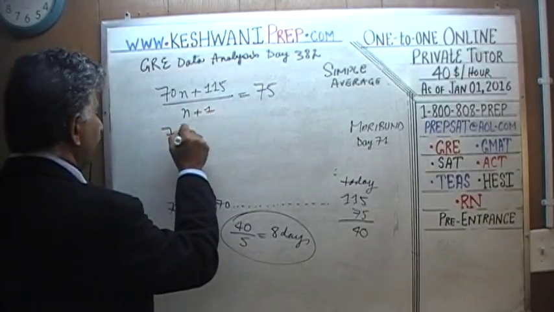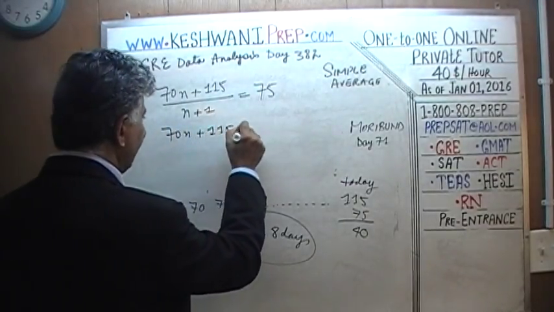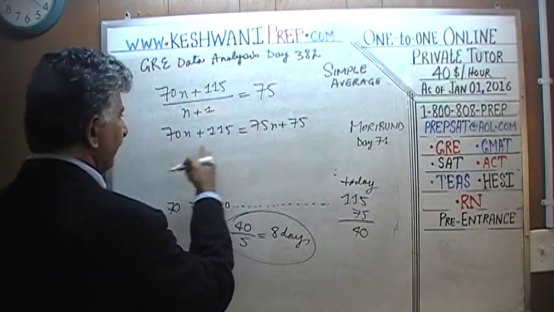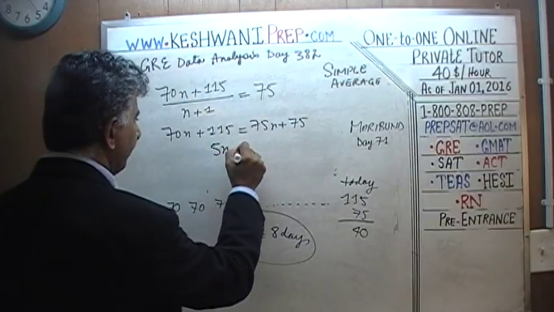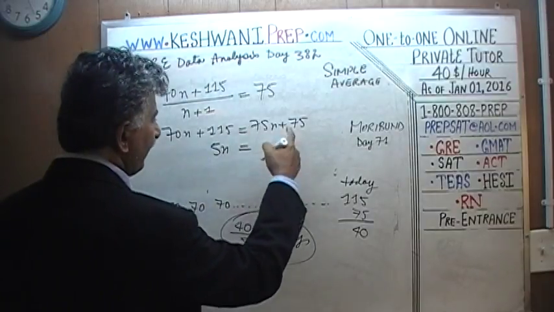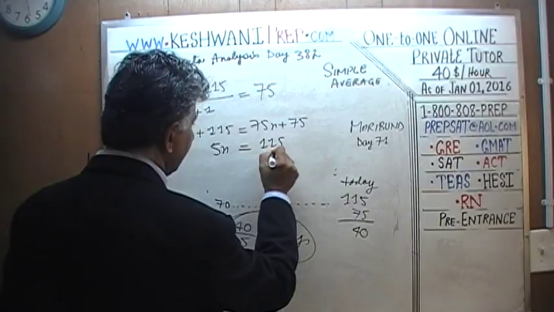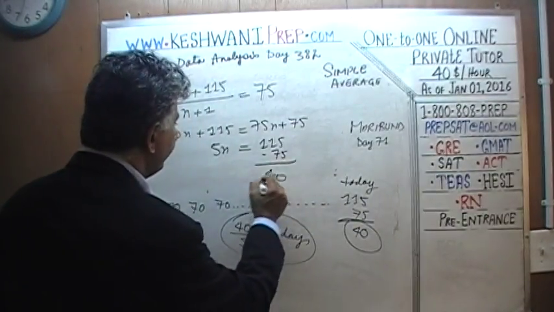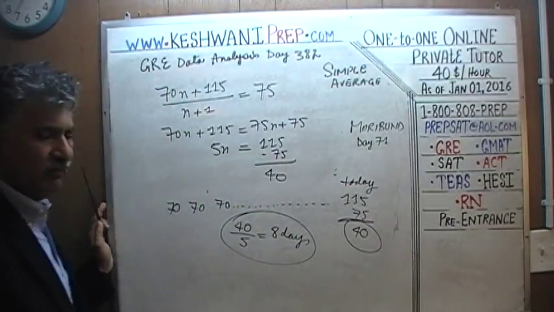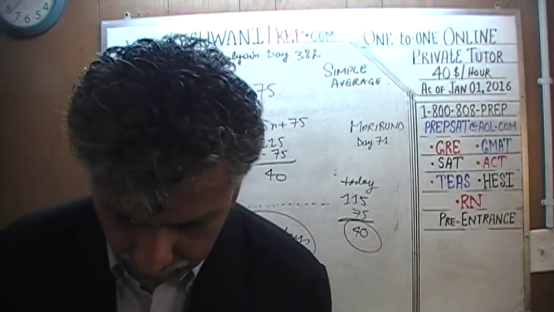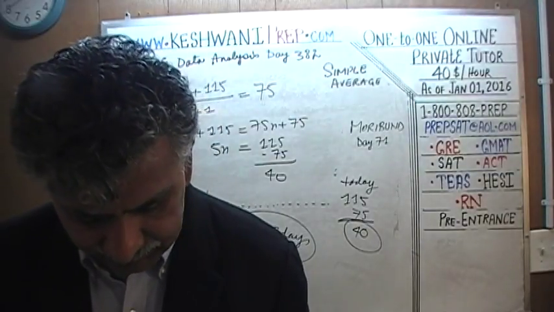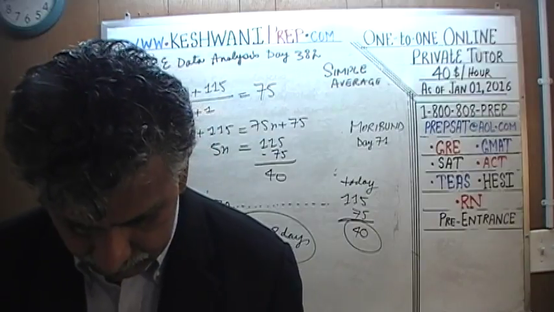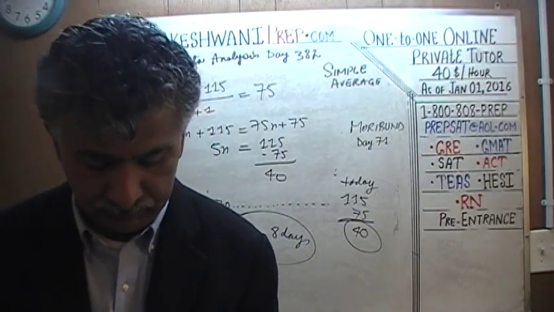So if you simplify it, we get 115, cross multiply. We get 75n plus 75. Subtract 70n from both sides. We get 5n equals 115 minus 75, which is exactly what we have here. 5n equals this, which is why we divided by 5. n equals 8. For the last 8 days, the average was 70 units.